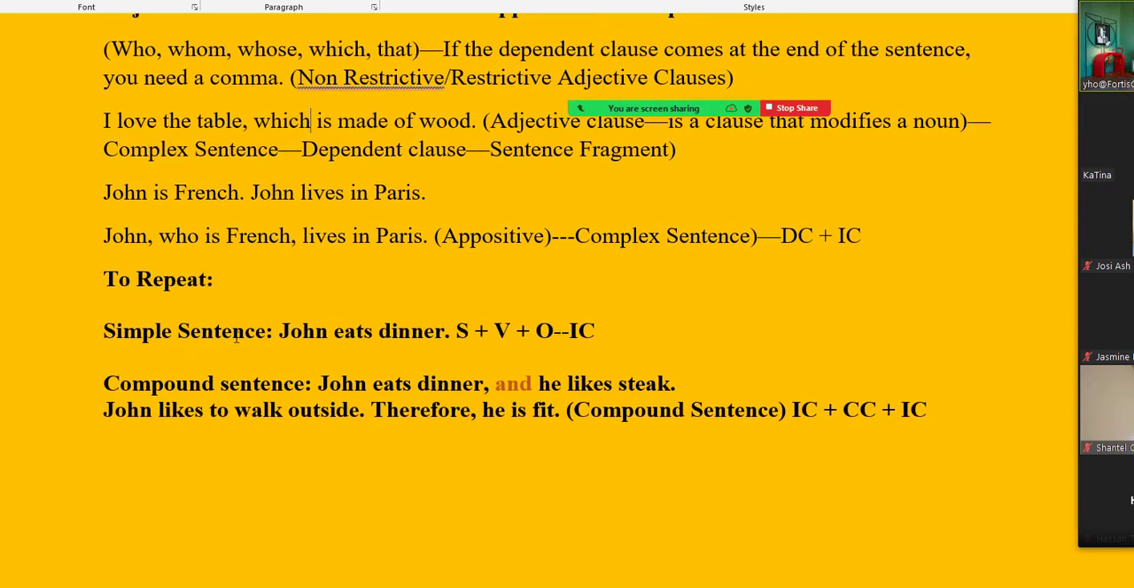And so to repeat, your simple sentence is John eats dinner, subject, verb, object. Your compound sentence is John eats dinner, comma, fanboys, he likes steak. Or a compound sentence could be John likes to walk outside. You could either have a period or a semicolon, but you always have to have a comma after the transition word. Therefore, he is fit. So all of these are compound sentences.